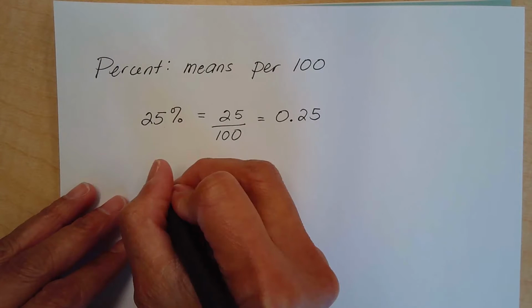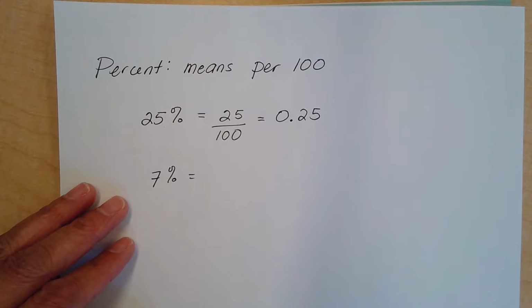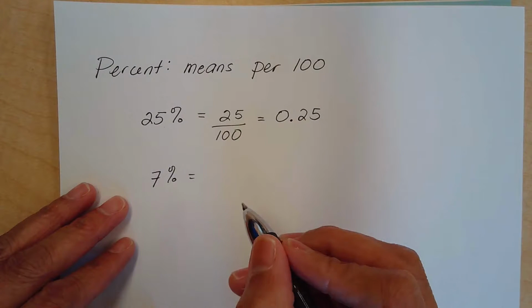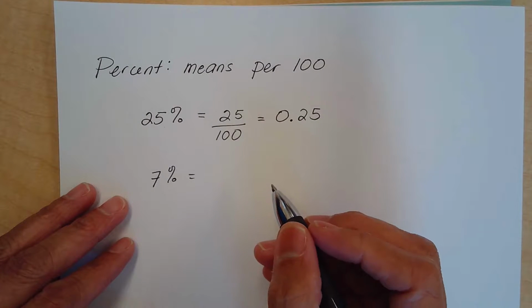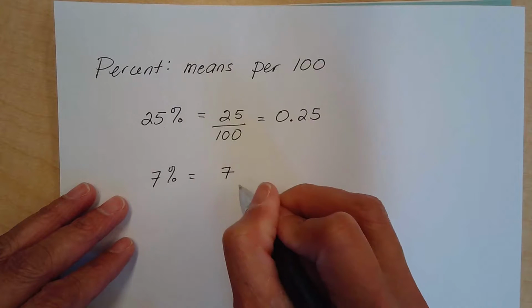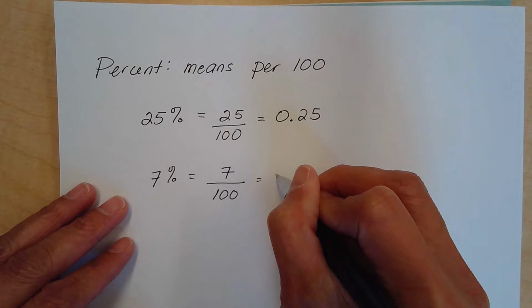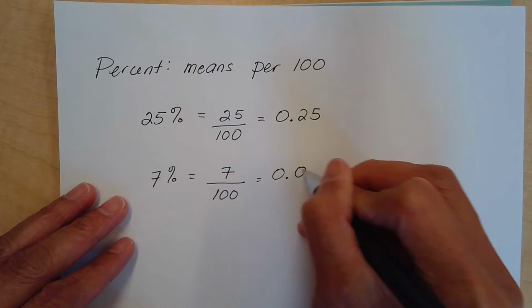What if it's 7%? How would you write that as a decimal? 0.07. Because 7% means 7 per, means divided by 100, which is 0.07.